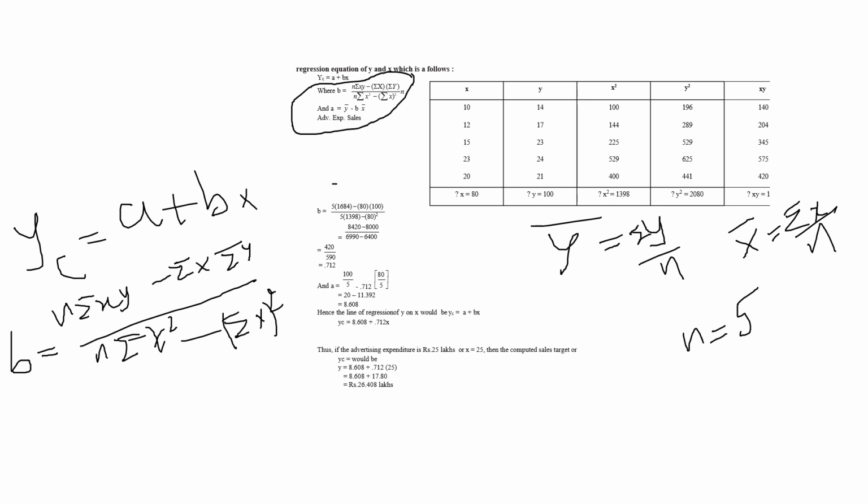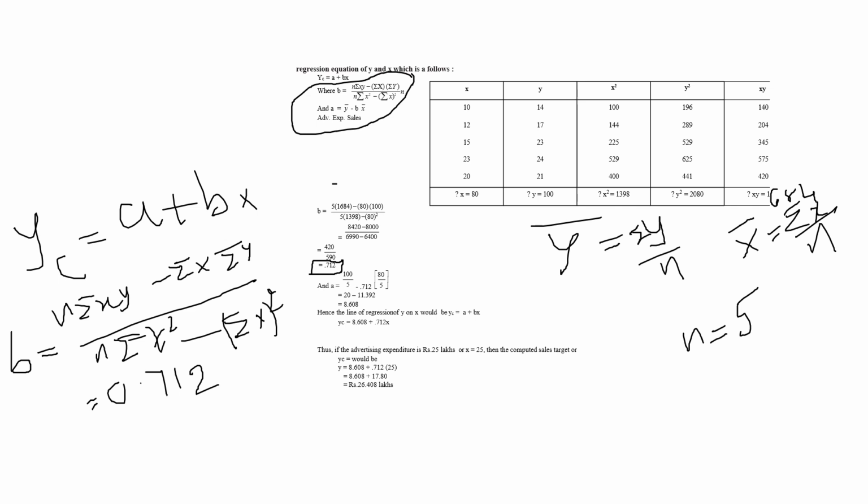1684 x into y, how much do we get? Here it has not continued yet, that will come to 1684. Okay, 1684 minus summation of x is 8, summation of y is 100, whole divided by this, when we do that, we'll get the b value as 0.712. Okay, we got b is equal to 0.712. Fine.